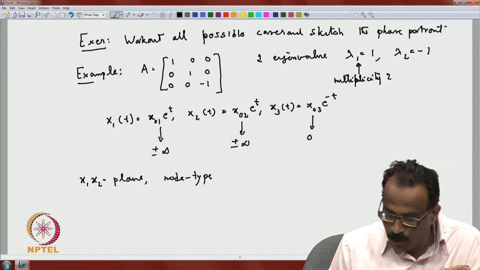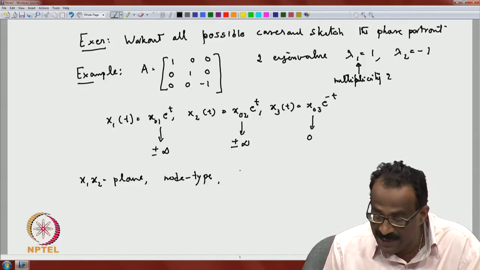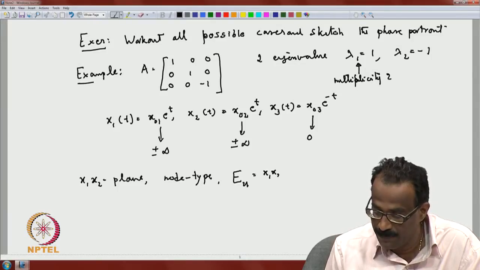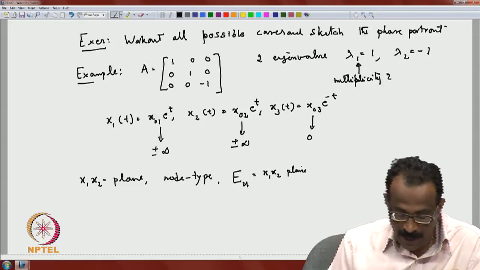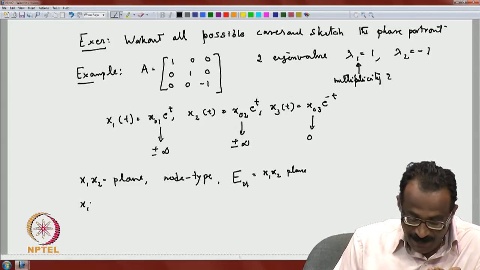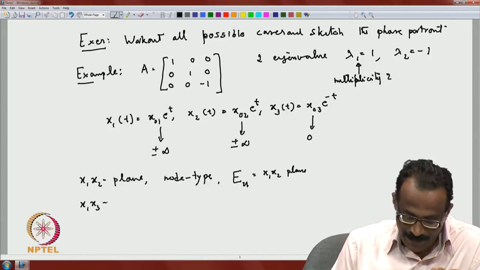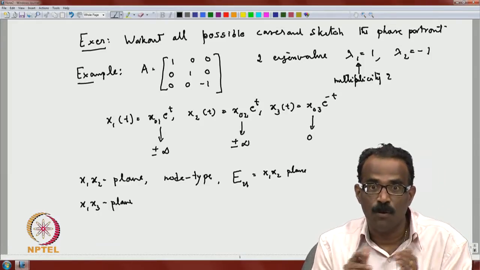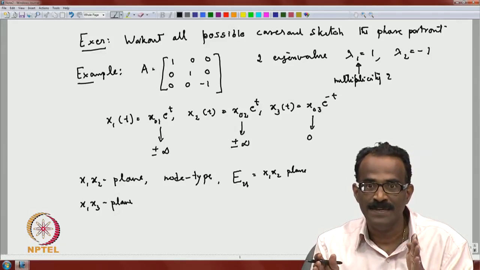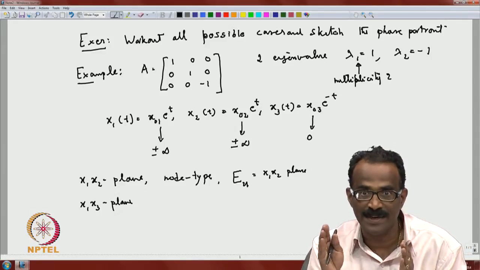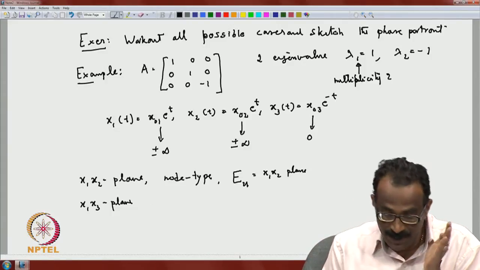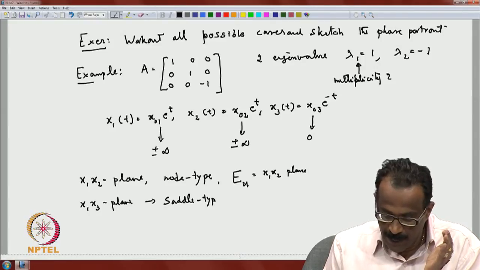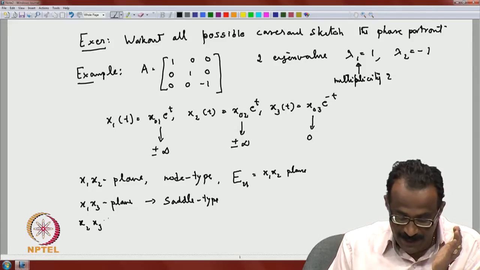On the other hand, this is also unstable in this particular case. So you will get the unstable subspace u equal to the x1, x2 plane. That is your unstable thing. And if you look at the x1, x3 plane, you have one eigenvalue 1 and for x3 you have the eigenvalue minus 1. It is a decoupled system, so you have your saddle type actually. The same thing holds when you look at the x2, x3 plane.